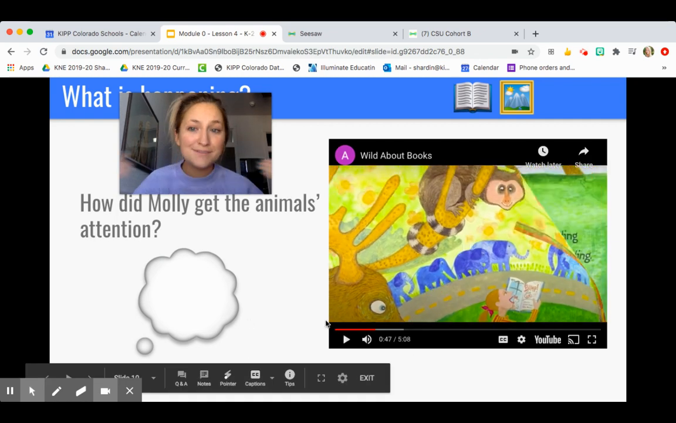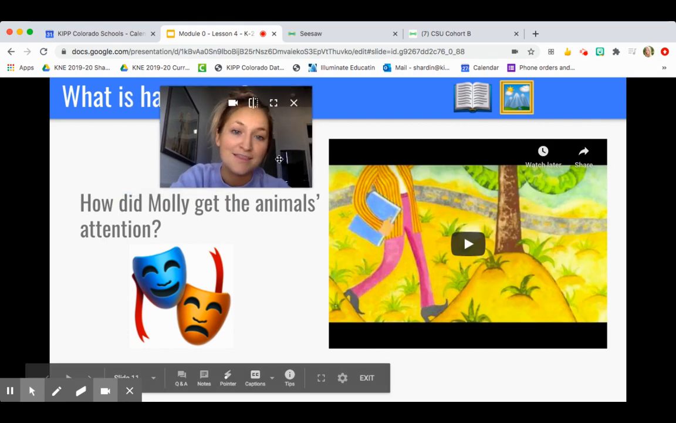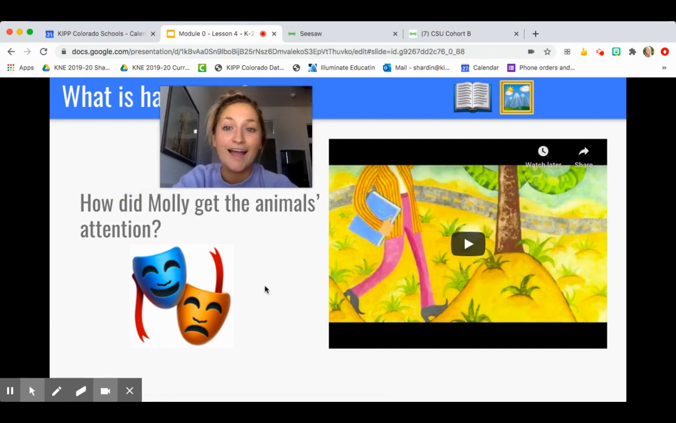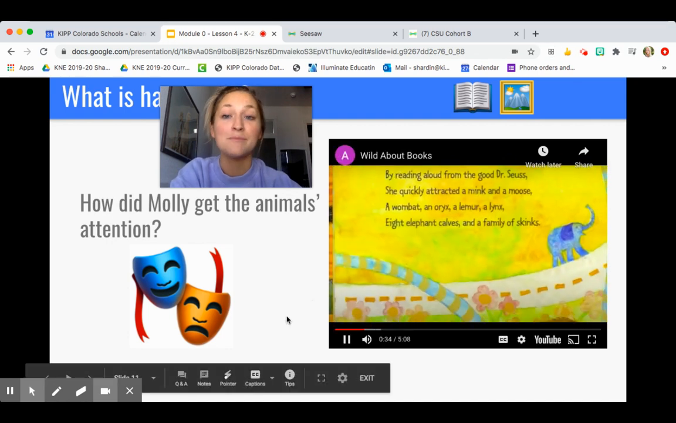All right, friends, what is Molly doing that gets the animals' attention? I see all the animals are looking at her, but what is she doing now? Now that you've had a chance to think about what Molly's doing, you're going to go ahead and act it out. So I'm going to play that clip one more time. And just like before, as the clip is playing, you are going to be Molly and you are going to act out how she gets the animals' attention. So I'm playing the clip one more time and you are acting it out as the clip plays.